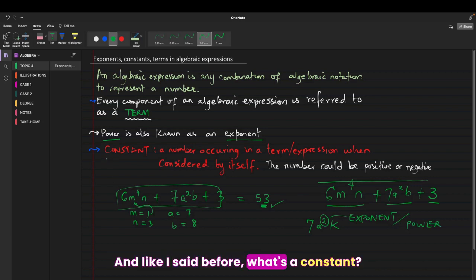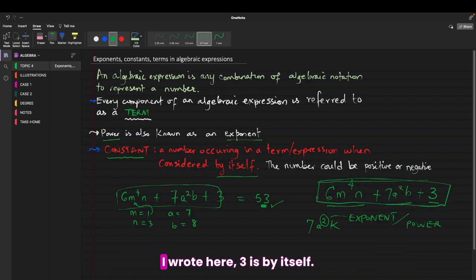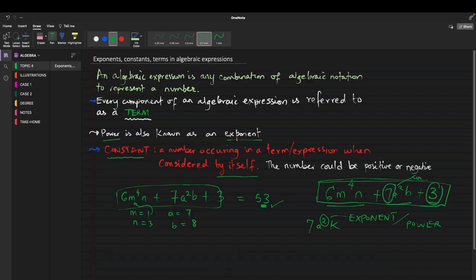And like I said before, what's a constant? A constant is a number occurring by itself in a term or an expression. So a number occurring in a term or expression when it is considered by itself. So for example, in this algebraic expression that I wrote here, 3 is standing by itself, so it's a constant. 7, when you consider it alone, is a constant. 3 is a constant as well. 6 is also a constant as well. So let's move forward.